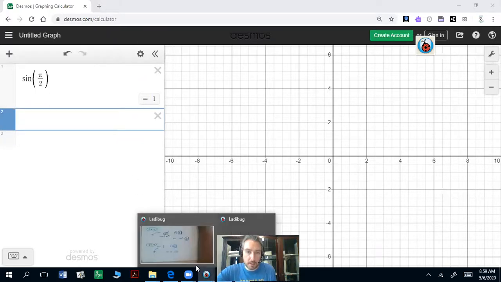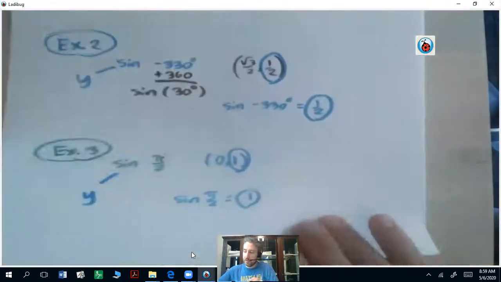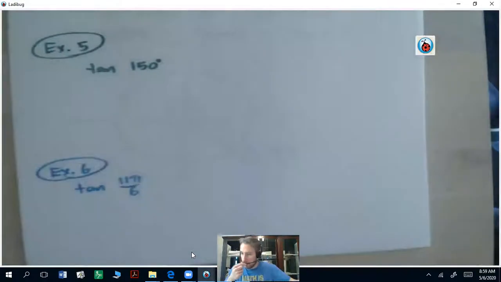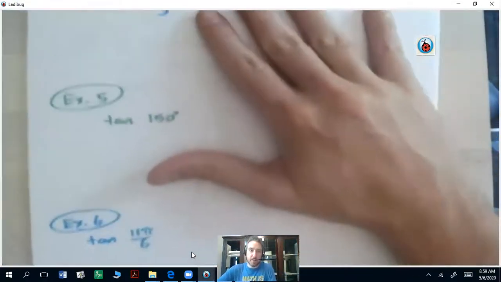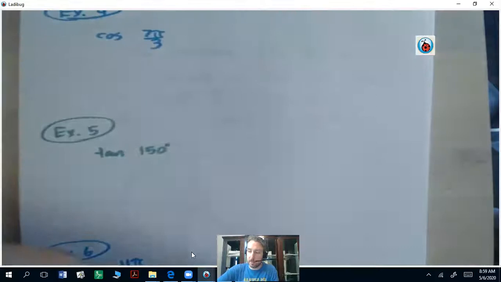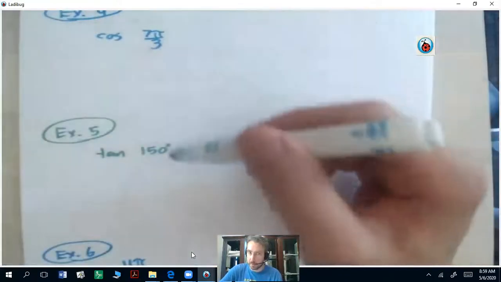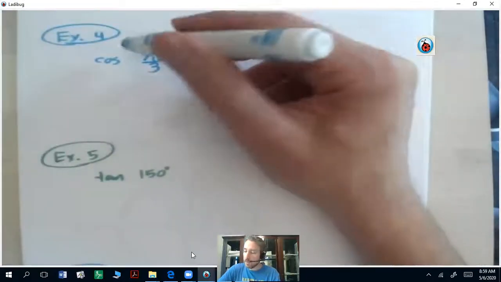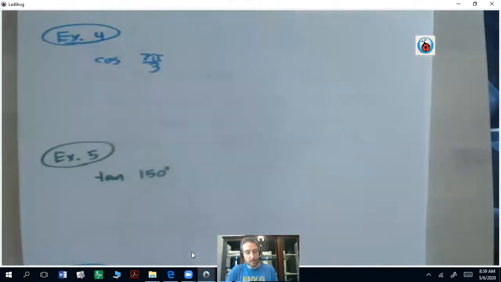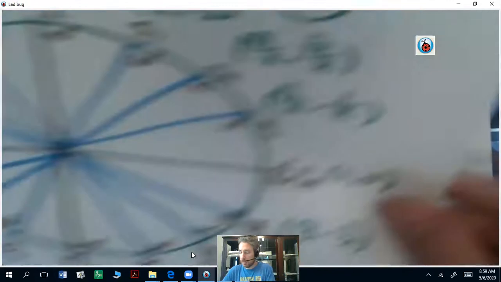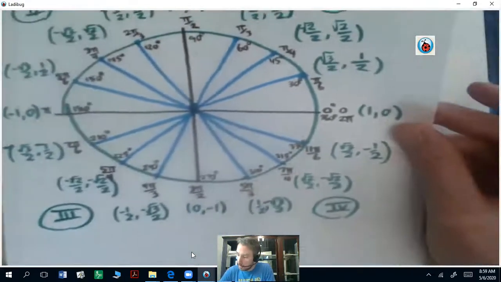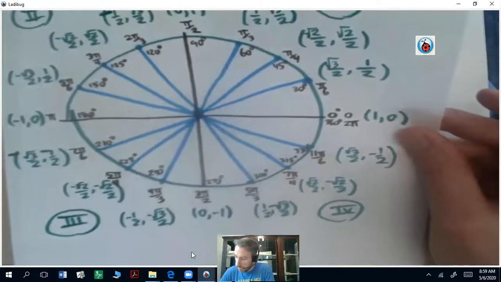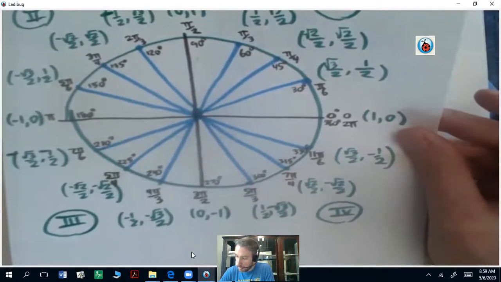All right, so I'm going to let go of the calculator and just do a few more without checking them. You are welcome to check them on a calculator if you want. Just remember, if it's radian, make sure your mode's set to radian. If it's degree, make sure your mode's set to degree. All right, cosine of 7 pi over 3. Let's see if I have 7 pi over 3 on the unit circle.